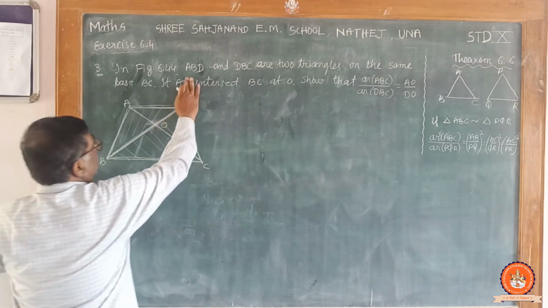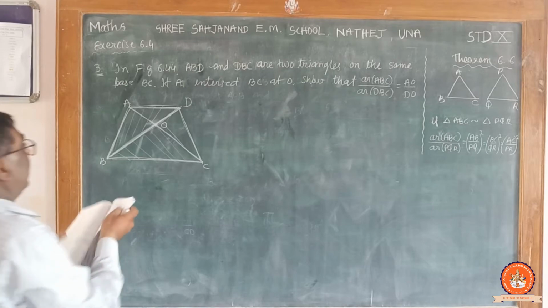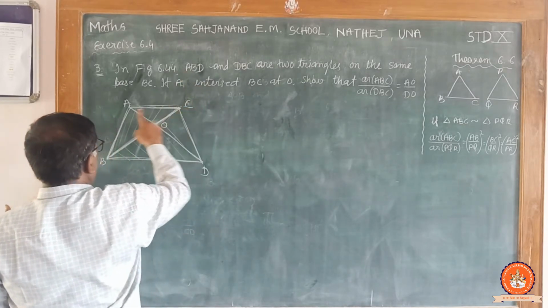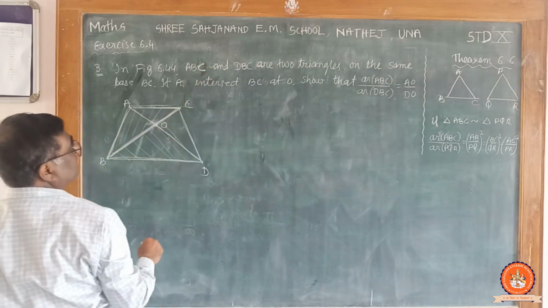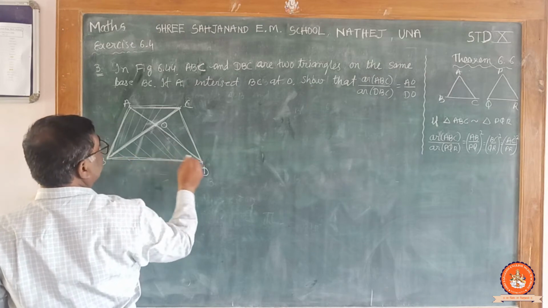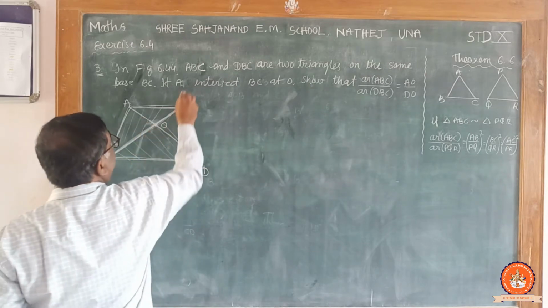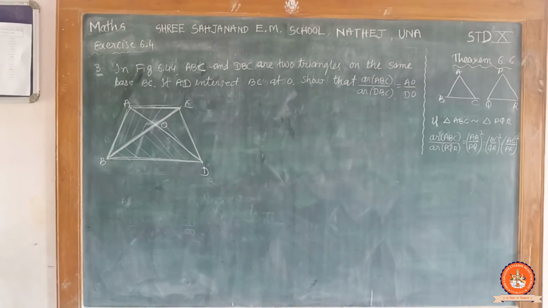If AD intersects BC at O, let me show the figure. It's AD here. Okay, so ABC, it's correct. ABC and DBC. If AD intersects BC at O, show that area of triangle ABC upon area of triangle DBC is equal to AO upon DO. Okay, very good.